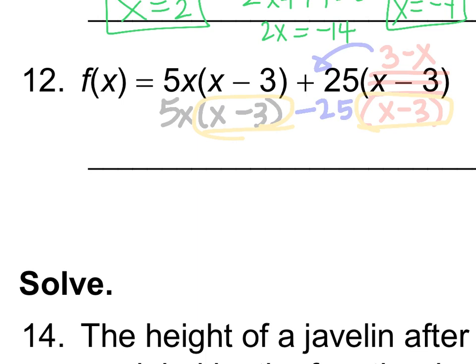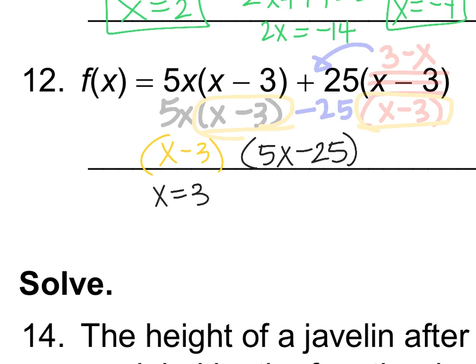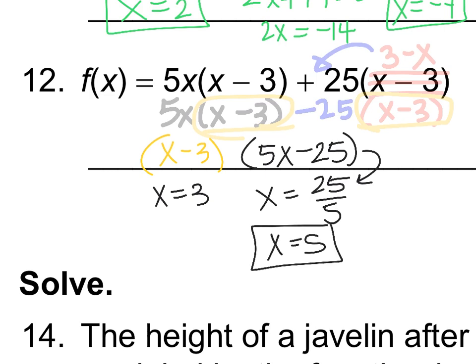So we'll say x minus 3, and the one that we fixed earlier is 5x minus 25. And so our answers would be x equals 3 and x equals 25 over 5, because I'm changing this sign but then dividing by 5. So that means x equals 5. And there would be my two answers. Okay, of course, those aren't the answers to your problem.